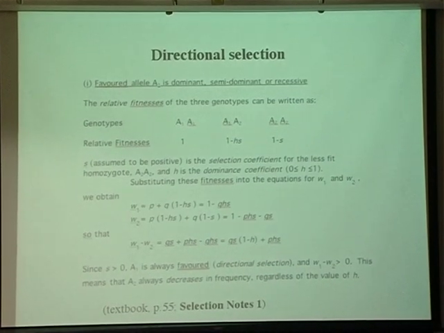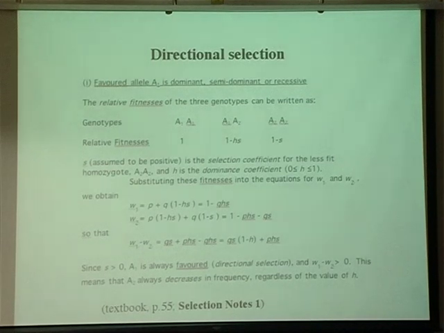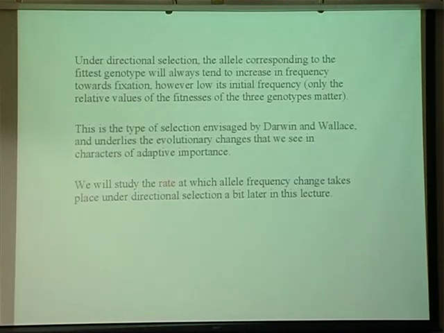Now, that's not at all surprising. That's exactly what you'd expect. I'm just going through it to show you can recapture what we think of as Darwinian evolution in a very simple way in this model. So this is a trivial conclusion that under this model where one homozygote has the best fitness, the allele associated with that homozygote will eventually take over the population.